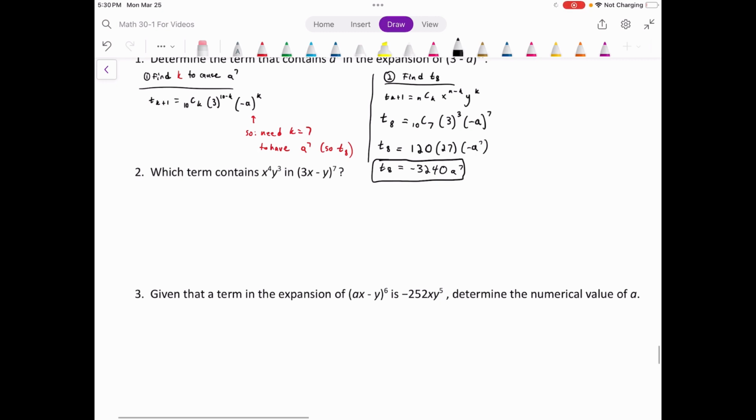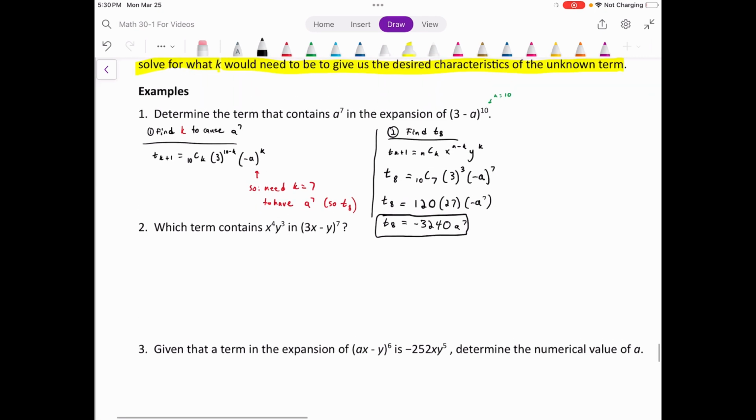So this one asks, which term contains x to the 4th, y cubed in (3x minus y) to the power of 7? Now, honestly, you can kind of just see here, right? We've just got an x and a y here, so what would k need to be? I mean, looking at our binomial theorem, to end up with the second thing to the power of 3, it just gets raised to the power of k, so we can kind of just see that our k is 3, right?